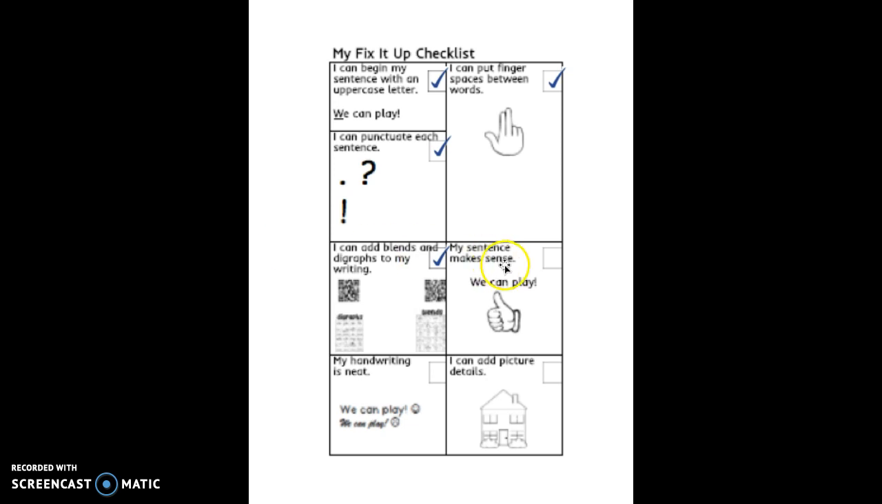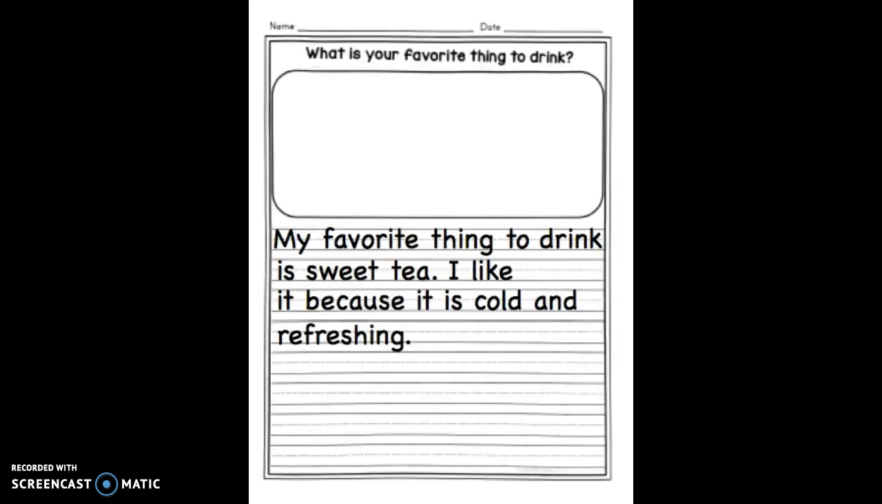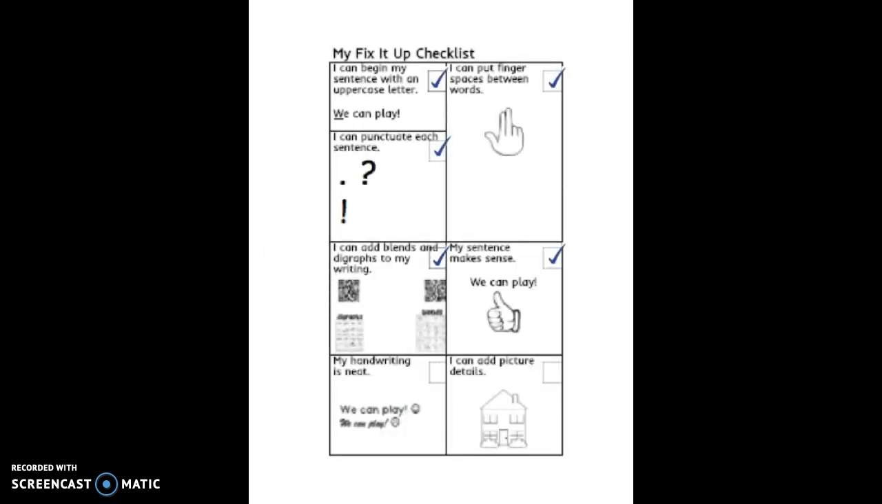All right, boys and girls, now we're going to read our sentence to see if it makes sense. Now I have 2 sentences, so I'm going to read both of them. My favorite thing to drink is sweet tea. That makes sense. I like it because it is cold and refreshing. Both of them make sense. Pause the video to check to see if your writing makes sense. Good job. We can check that off.